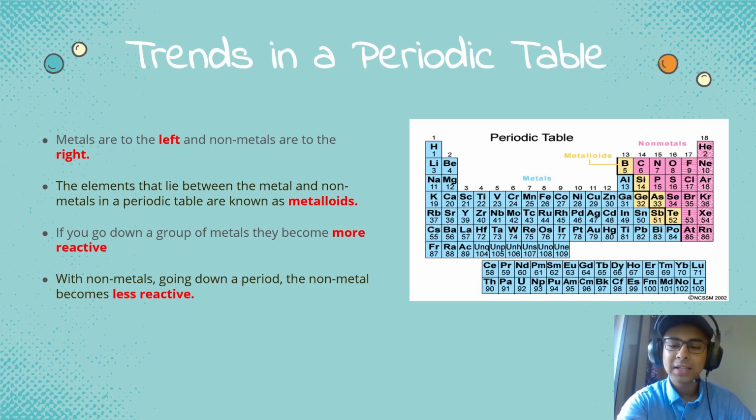On the other hand, in non-metals, as we go down the group, the non-metals become less reactive. For example, chlorine and bromine are below fluorine in group number 7. So, chlorine and bromine are less reactive than fluorine.